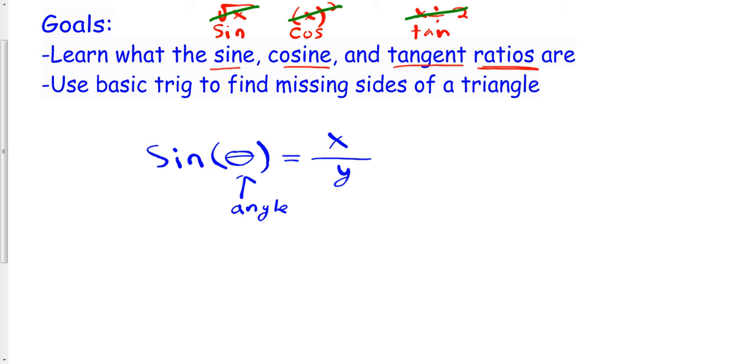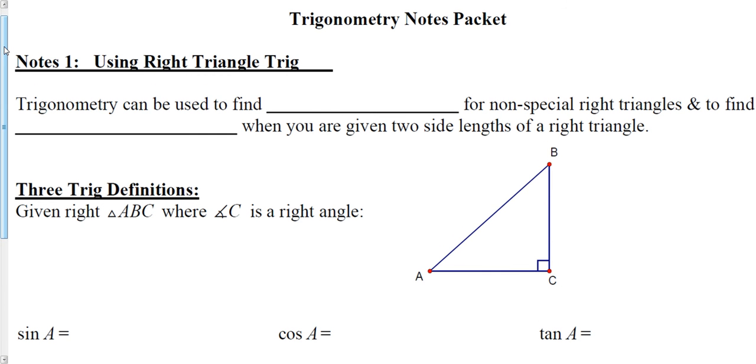We're going to use trig to find the missing sides of a triangle. It's going to be pretty helpful. We can use it in situations where we can't use Pythagorean. We only need one side to use it. All right, so trigonometry can be used to find side lengths.